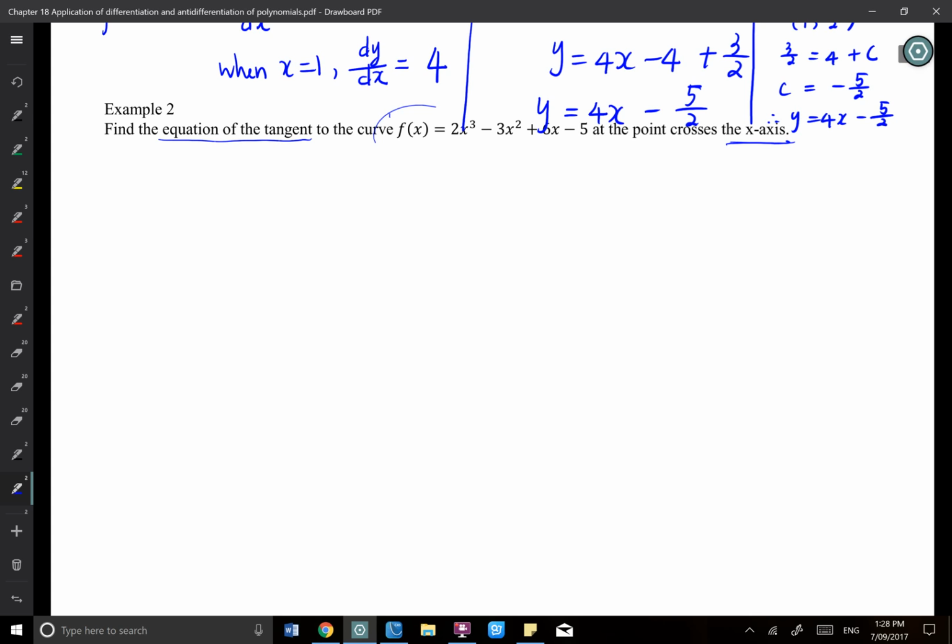What's x, 0? Crossing the x-axis is y equals 0. Basically, I'm looking for x-intercepts. Crossing the x-axis is looking for x-intercepts. Okay, I give you 1 minute to find the x-intercept for me. It's a revision on polynomials.